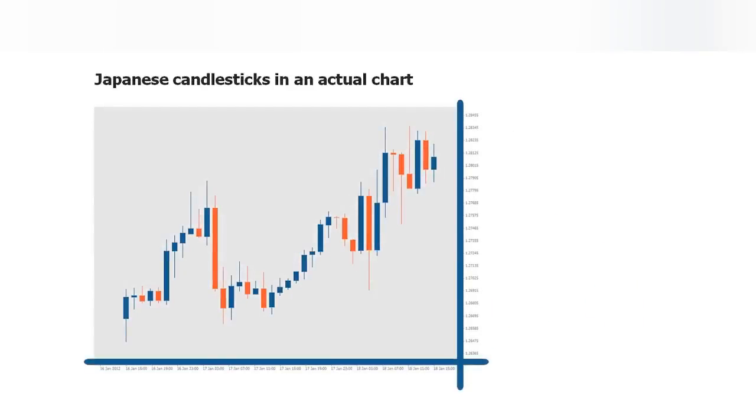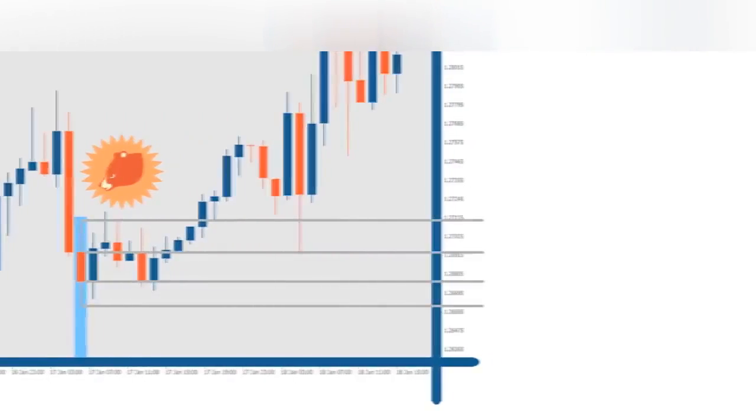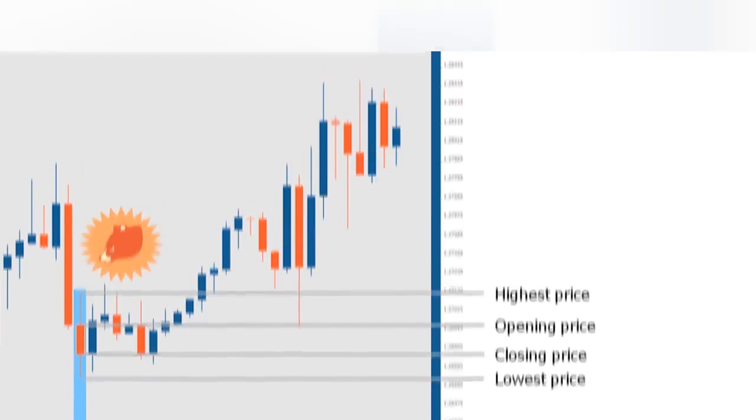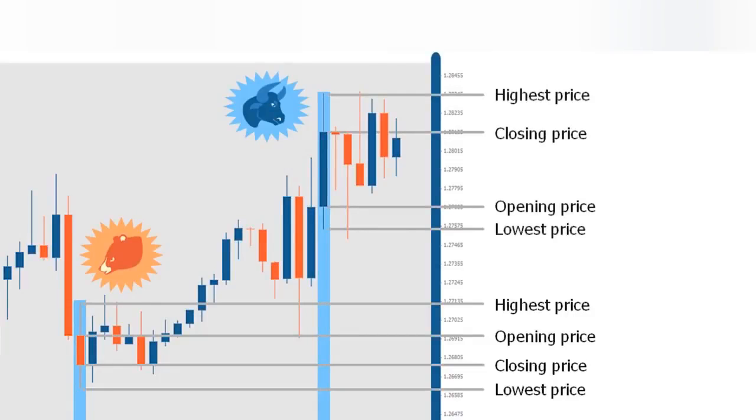Here you can see how it all relates to a real chart. You see the orange candles indicating that price has fallen during that period. Therefore, the opening price is at the top of the body and the closing price at the bottom of the body. The upper wick shows you the highest price and the lower wick the lowest price reached during the period. Furthermore, there are the blue candles that show rising prices. Hence, they have the opening price at the bottom of the candle and the closing price at the top of the body. Exactly as with the bearish orange candle, the upper wick shows the highest and lower wick the lowest price of that period.